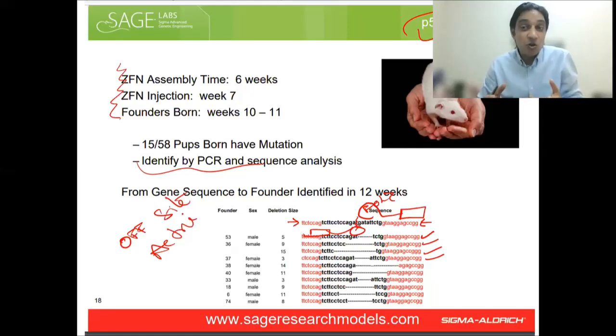And that will create chaos in the cells. And that is not nice. So zinc finger nucleases increase the efficiency, but do not manage to stop the off-site activity as well. So the off-site activity is still there.